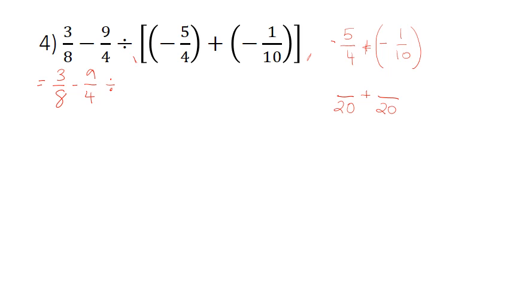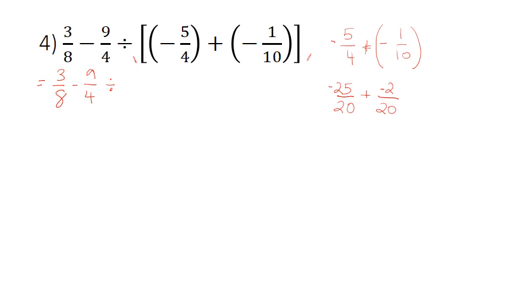Okay, how do I get from 4 to 20? I multiply by 5, so I'm going to do the same thing with my negative 5, and negative 5 times 5 will give me negative 25. And here I have, how do I get from 10 to 20? Well, that's times 2. So I have negative 1 times 2 would be negative 2.